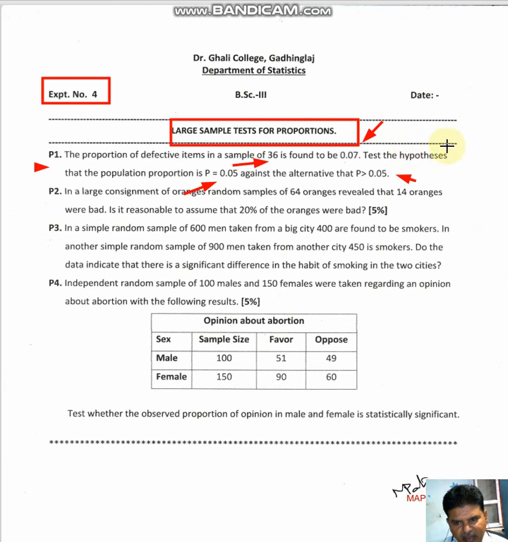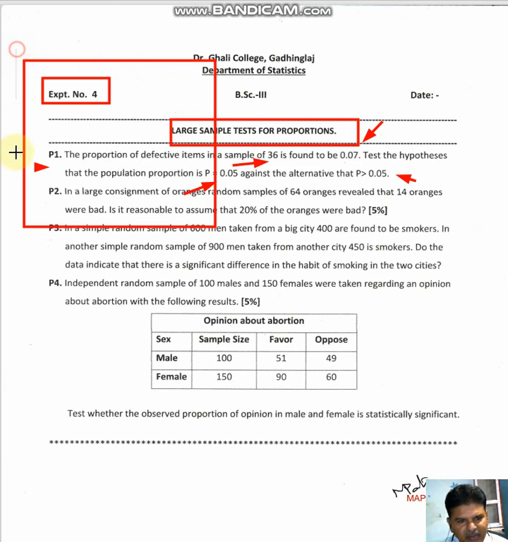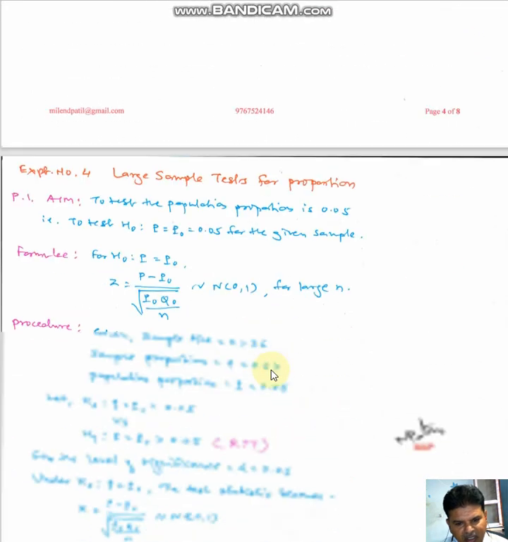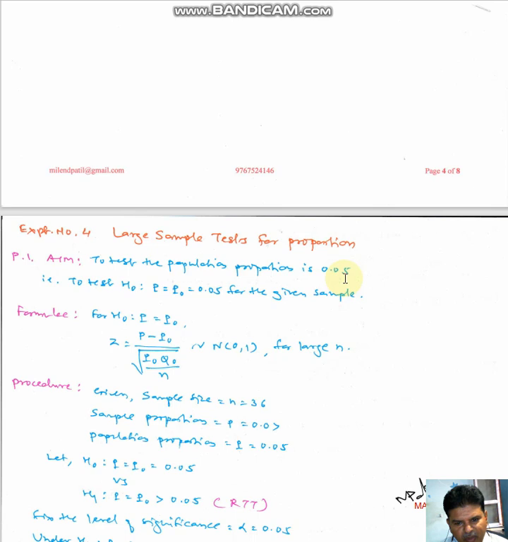How to solve this example? To solve this example, first, normally we start with our aim. What is the aim in this case? The aim is to test whether the population proportion is 0.05. That means to test H naught: P is equal to P naught. This P naught stands for the hypothetical proportion value. So P naught is the population proportion value 0.05 for the given sample.